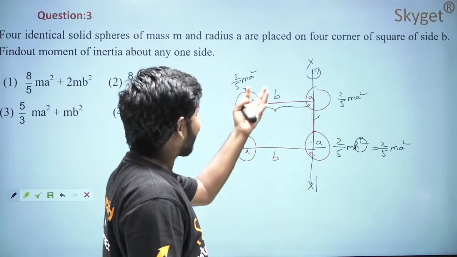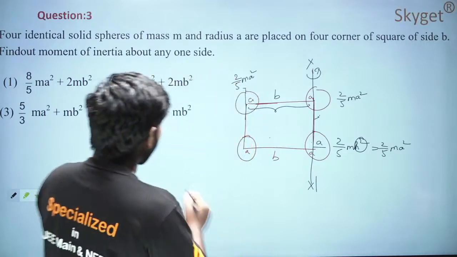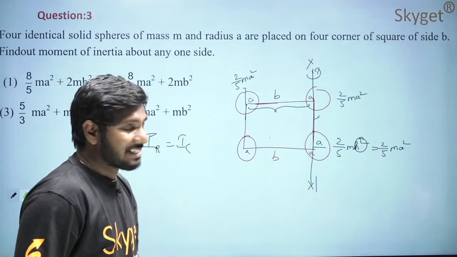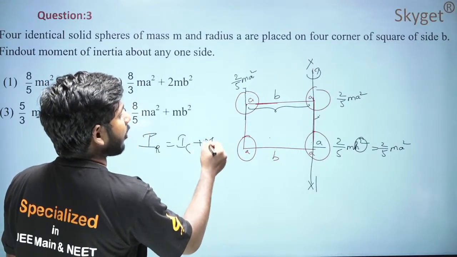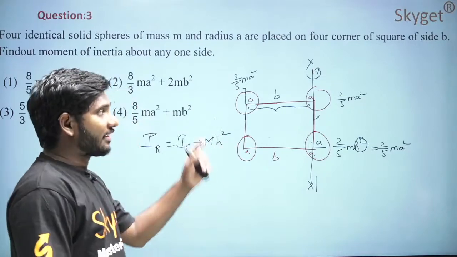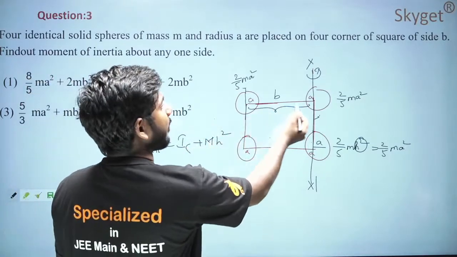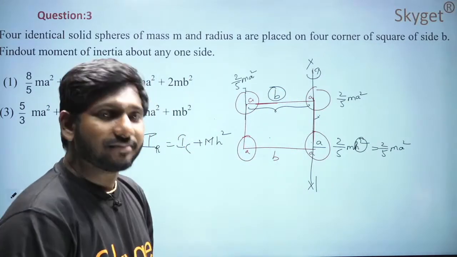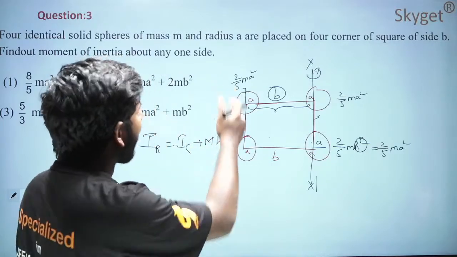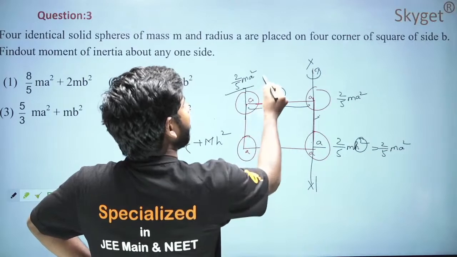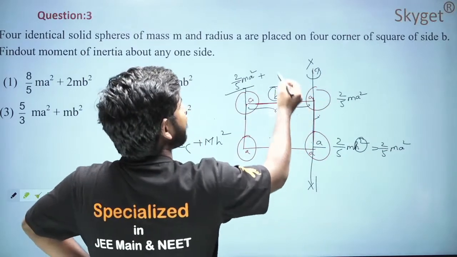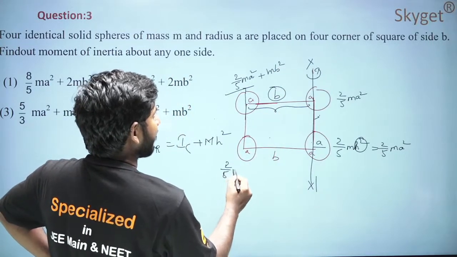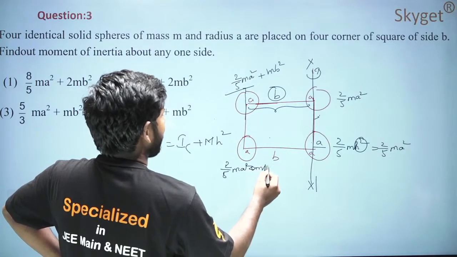So we can write according to the parallel axis theorem: moment of inertia about any required axis is equal to the moment of inertia about a parallel axis passing through the center of mass, plus mass of the body into the perpendicular distance between the two axes squared. The perpendicular distance between these two parallel axes is b. By applying the parallel axis theorem, the answer is 2/5 m a squared plus m b squared. Similarly this sphere will have 2/5 m a squared plus m b squared.